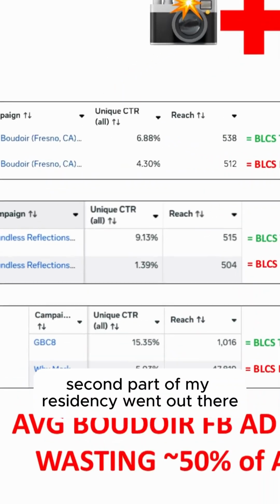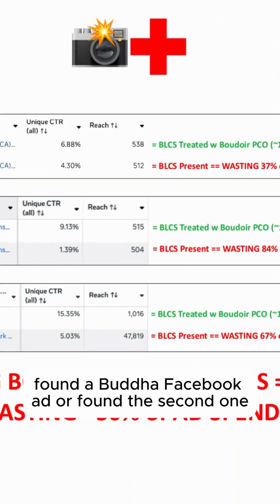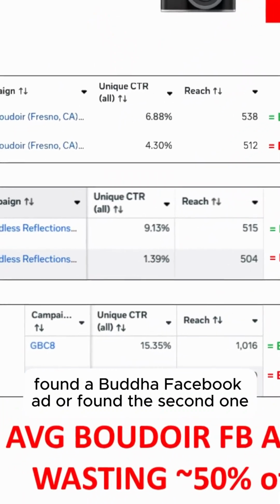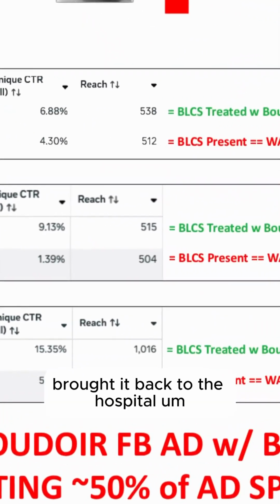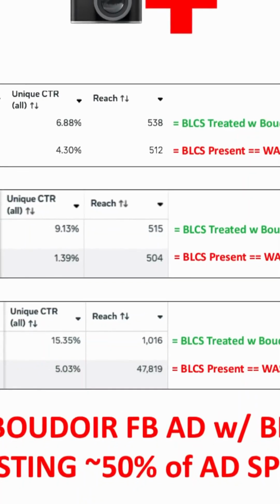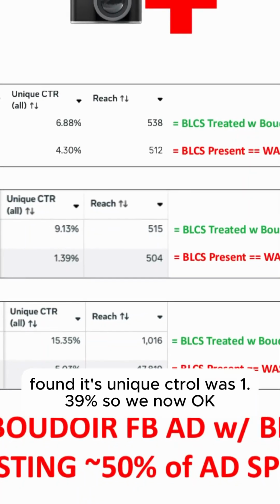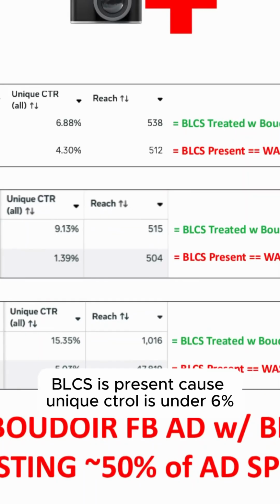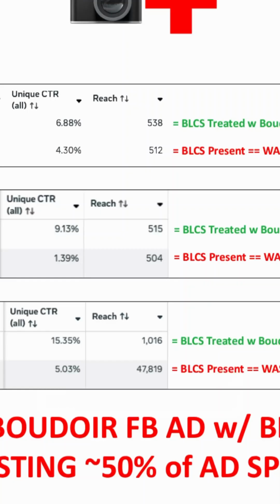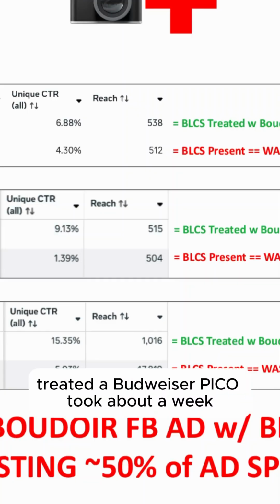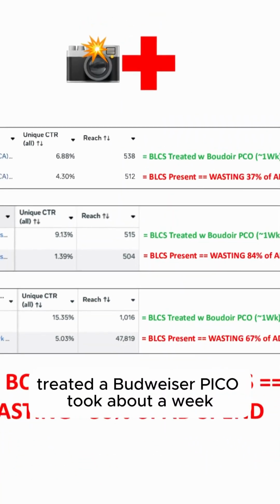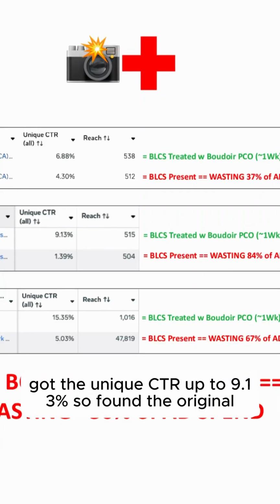Second part of my residency, I went out there and found a second boudoir Facebook ad, brought it back to the hospital, tested it, and found its unique CTR was 1.39%. So we know BLCS is present because unique CTR is under 6%. We duplicated it and treated it with boudoir Pico. It took about a week. I got the unique CTR up to 9.13%.